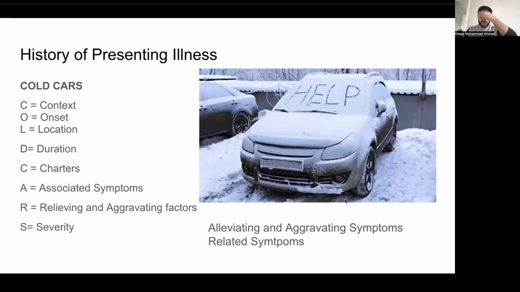Okay, and then let's come over here. So let's look at the history of presenting illness. We have this by a mnemonic called COLDCARS. So C as in context, O as in onset, L as in location, D as in duration, C as in character, A as in associated symptoms, R as in relieving and aggravating factors, S as in severity. The A and R can also be alleviating and aggravating factors, or it can be related symptoms.